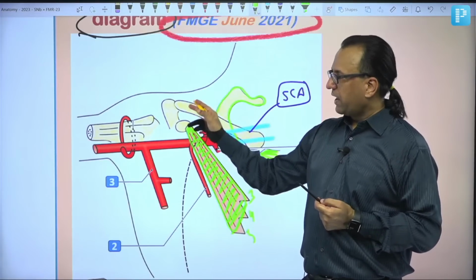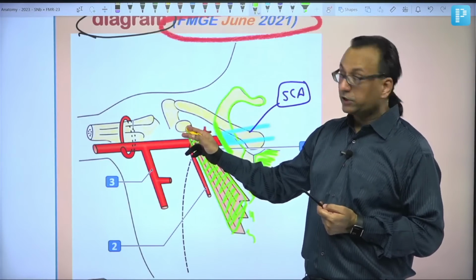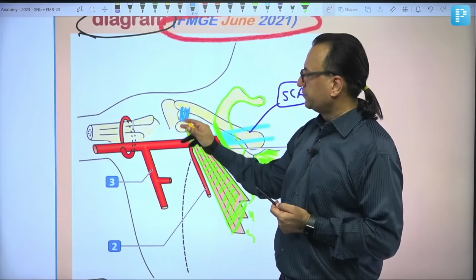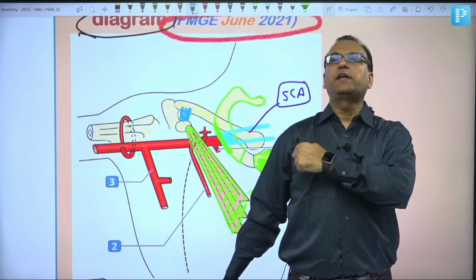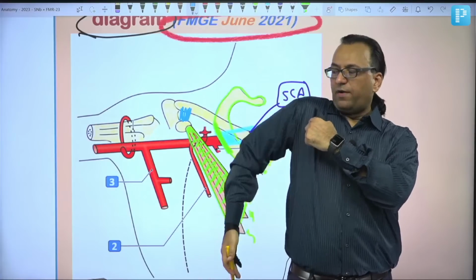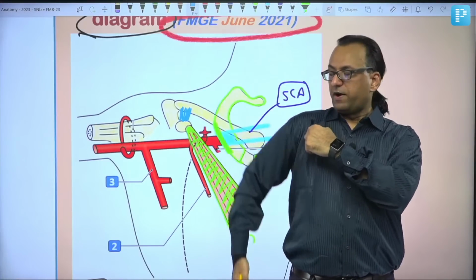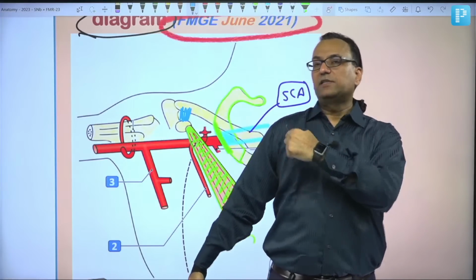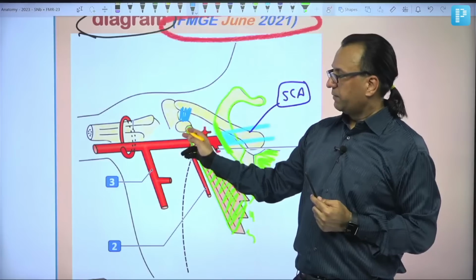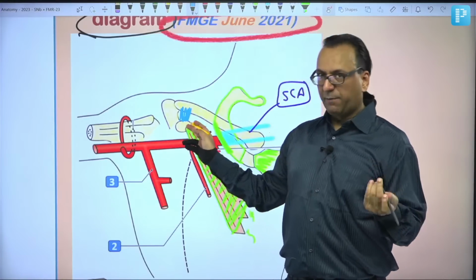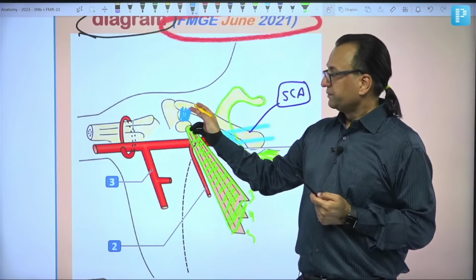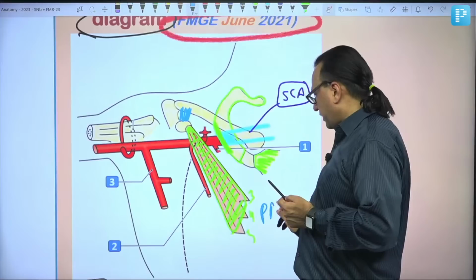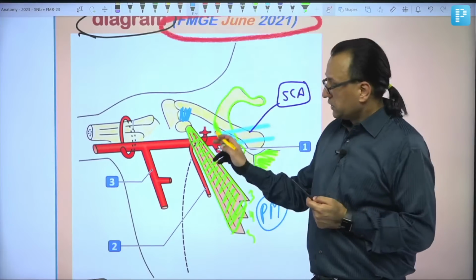Below the lateral end of clavicle, you have this coracoid process. If you know, there will be a ligament also, the coracoclavicular ligament, which is important for weight transmission of upper limb. So, weight transmission of upper limb towards the axial skeleton, you have some ligaments like coracoclavicular ligament, coracoid process, scapula, lateral end of clavicle.